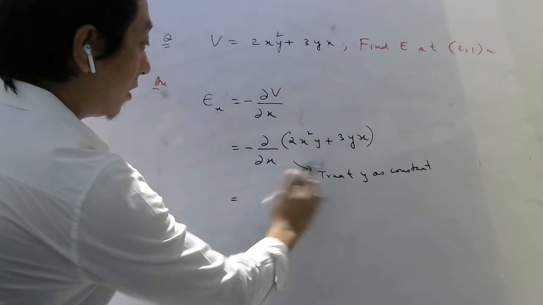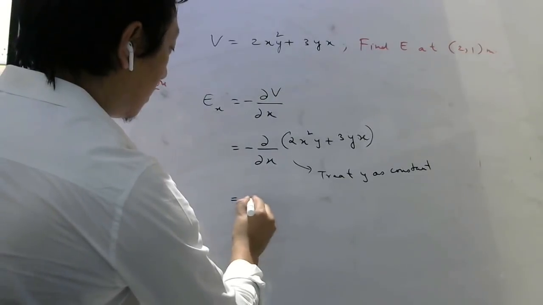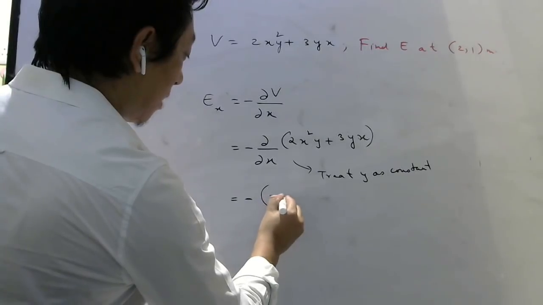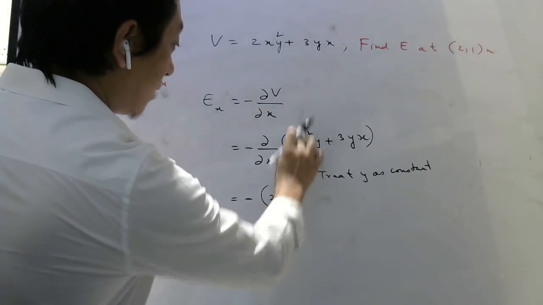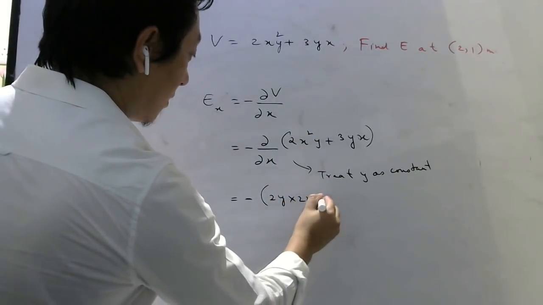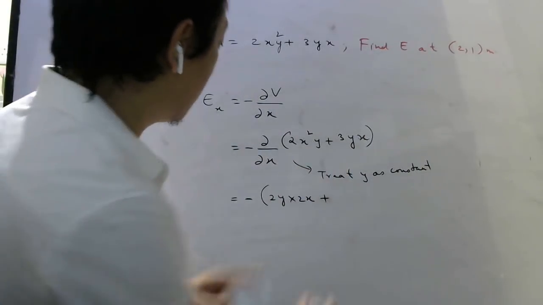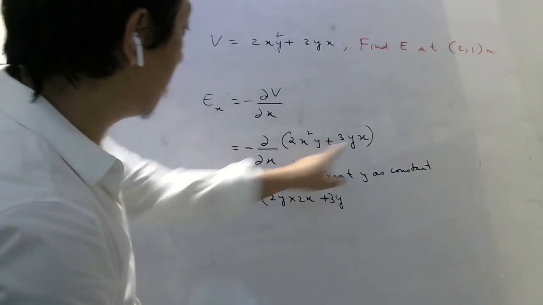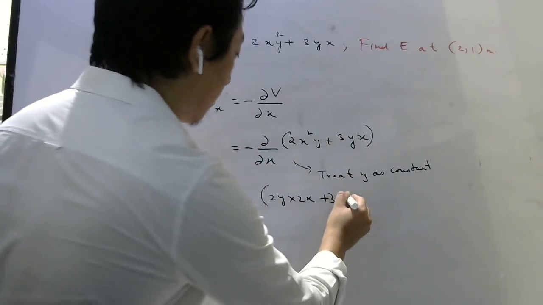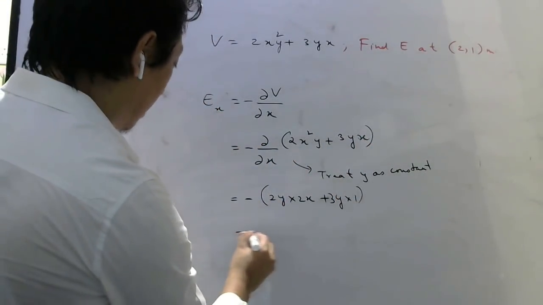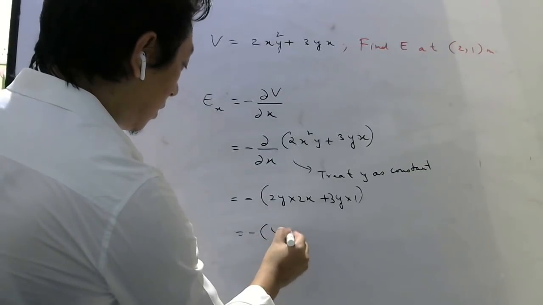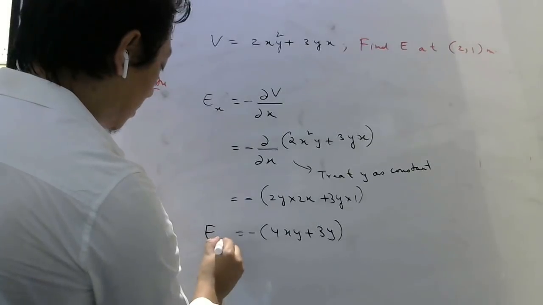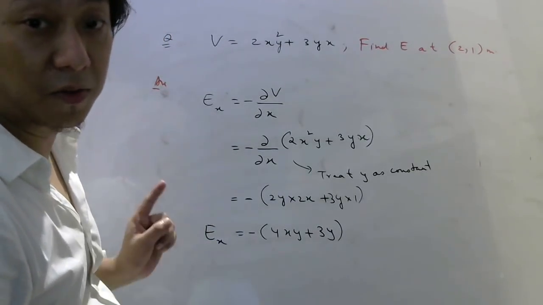You treat y as constant and do your normal differentiation. So what will be the normal differentiation if I take y constant? Directly let me do it. So 2, and this y is constant, will come outside. Differentiation of x square will give you what? 2x. Plus y you take constant, it will come outside. 3 is also constant, outside. Differentiation of x with respect to x will give you what? 1. So your x component will be 4xy plus 3y. That will be the x component of electric field.